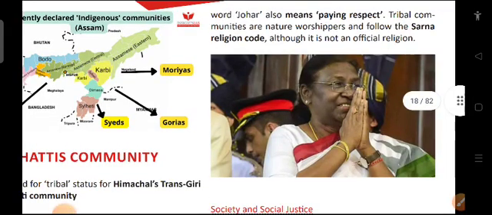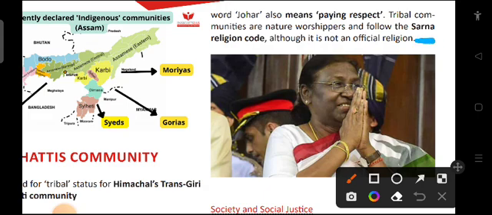The tribal communities are nature worshippers and follow the Sarna religion code. Sarna is the religious code of tribal people, although it is not an official religion.